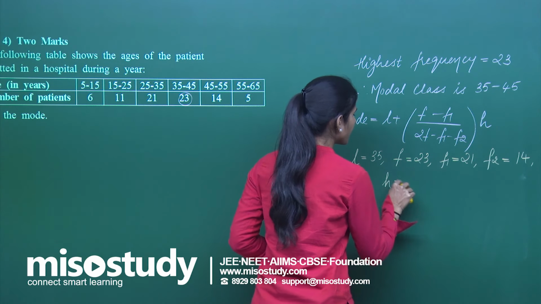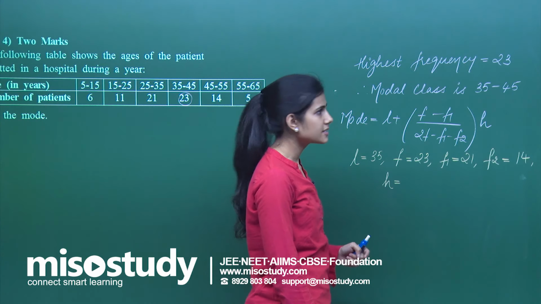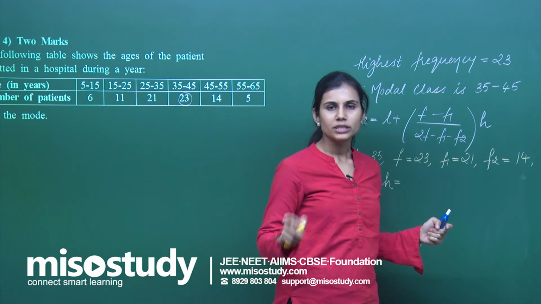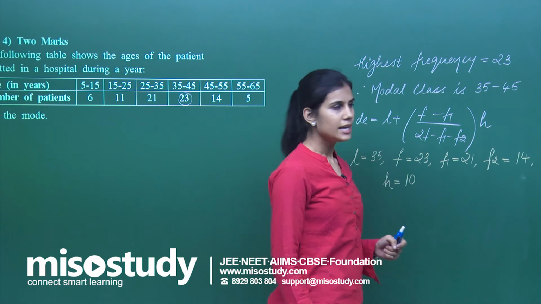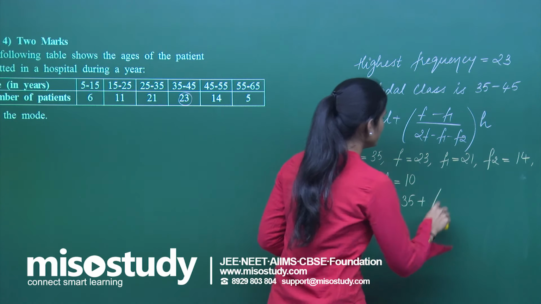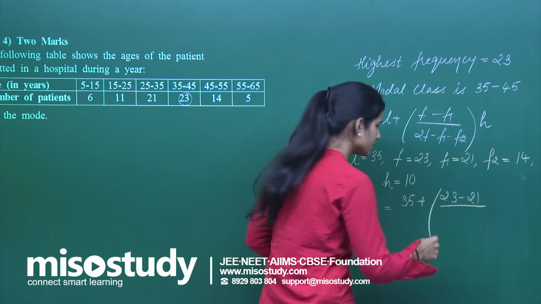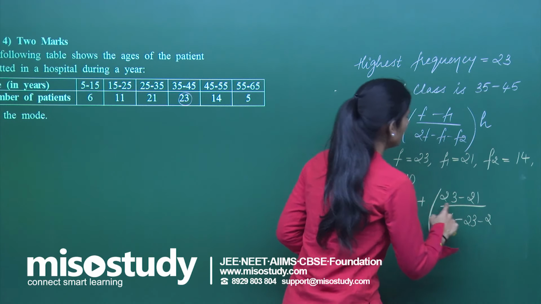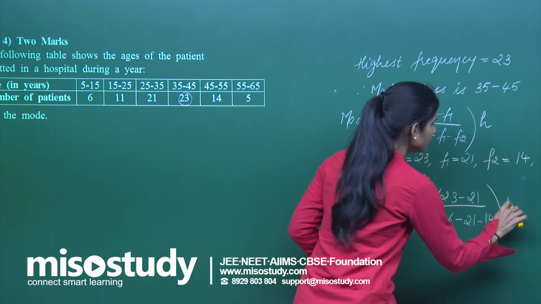And you have h as the class size of the modal class, which is 35 to 45, so you have 10 as the class size. In 35 to 45, 45 is excluded. So 35, 36, 37, 38, 39, 40, 41, 42, 43, 44, that is it, these are 10 values. So class size is 10. And just plug it in here, you get the mode. It is 35 plus (23 minus 21) upon (2 into 23, which is 46, minus 21 minus 14) into h.